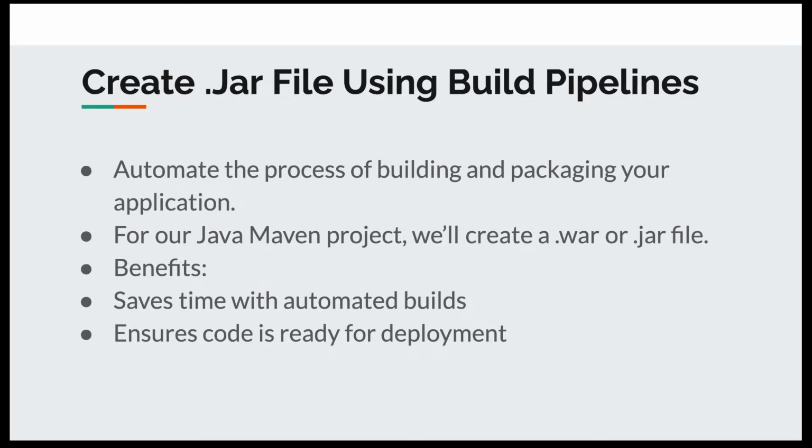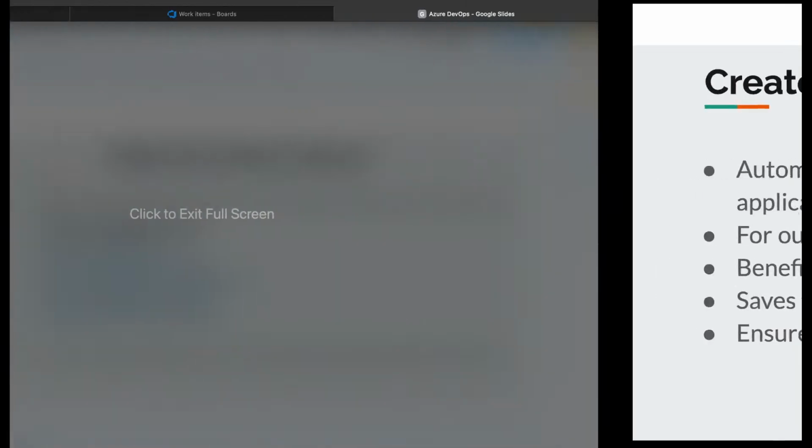So now let's understand what a build pipeline is. This file is essential for deploying your application to environments like Tomcat, JBoss, or any Java-based server. The .jar file is very important for our Java Maven project. So let's see the demo of how to create a build pipeline for our Java Maven project to create a .war or .jar file. Let's jump into the demo and create the build pipeline for our project.